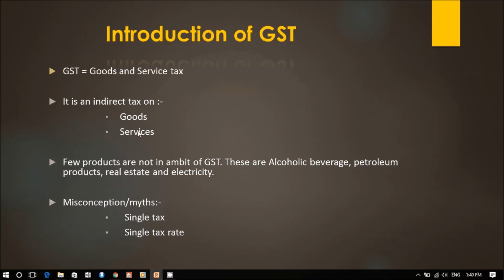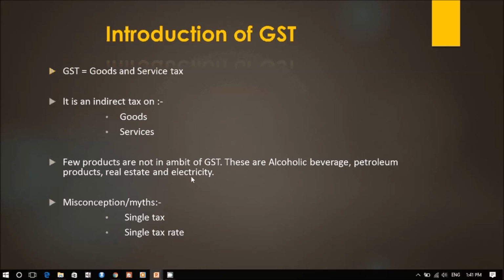Although each and everything has been covered under goods and services, a few products have been removed from the ambit of GST. These are alcoholic beverages, petroleum products, real estate, and electricity. So, in the current phase, GST is not going to be levied on these four products.